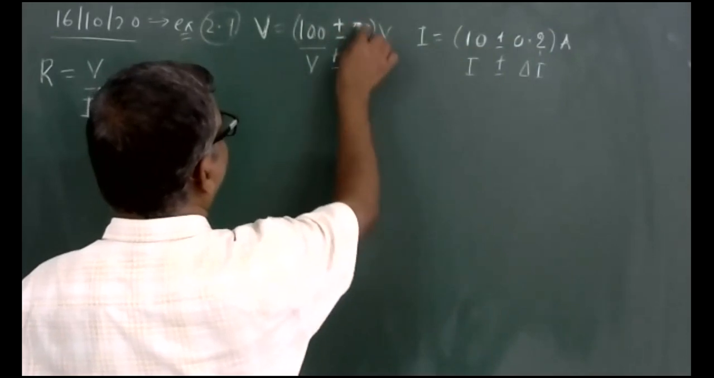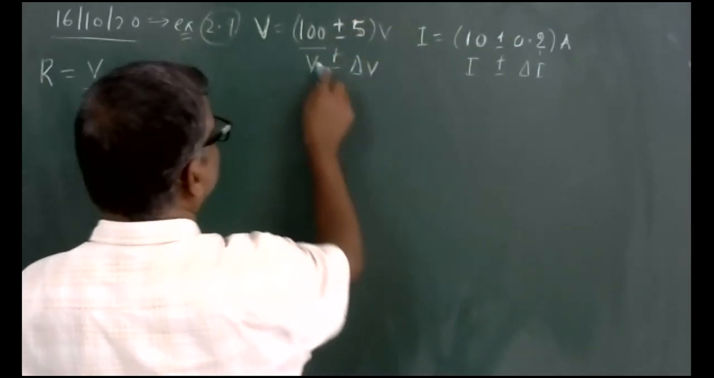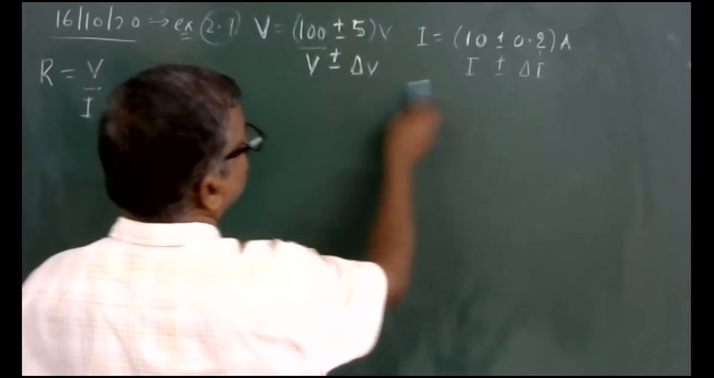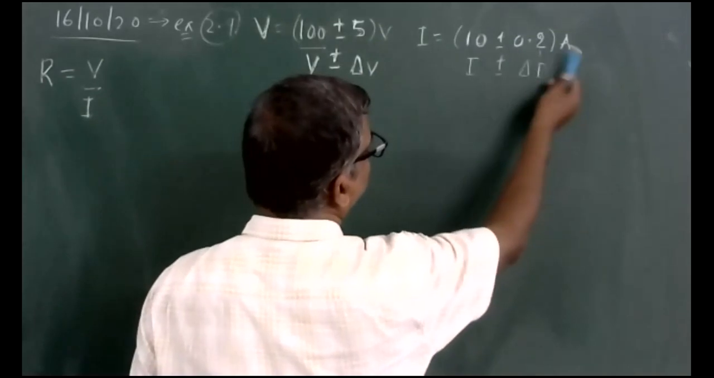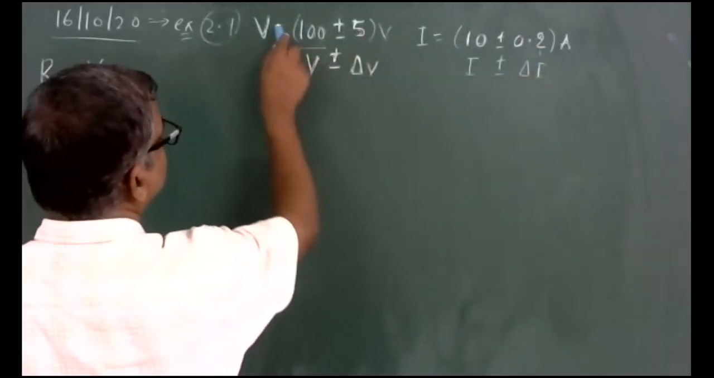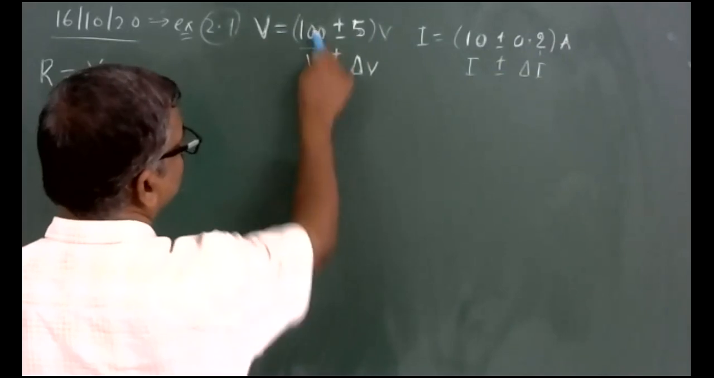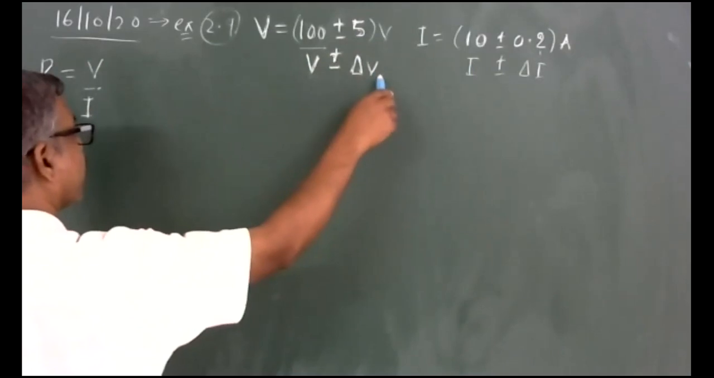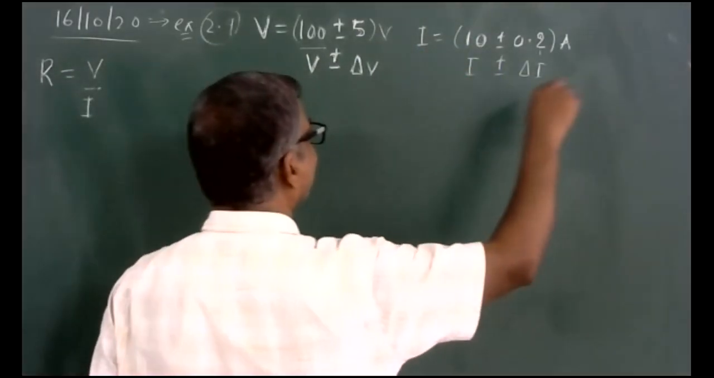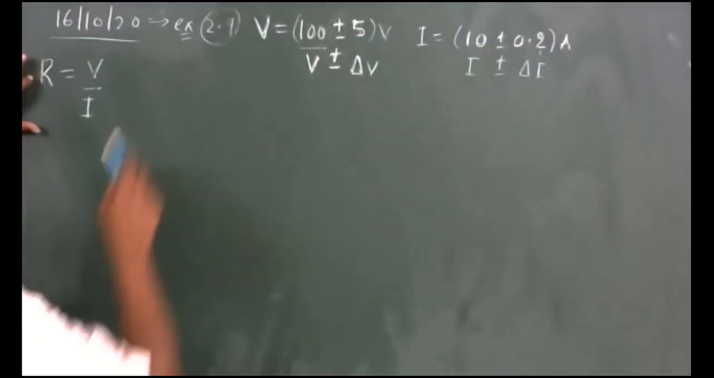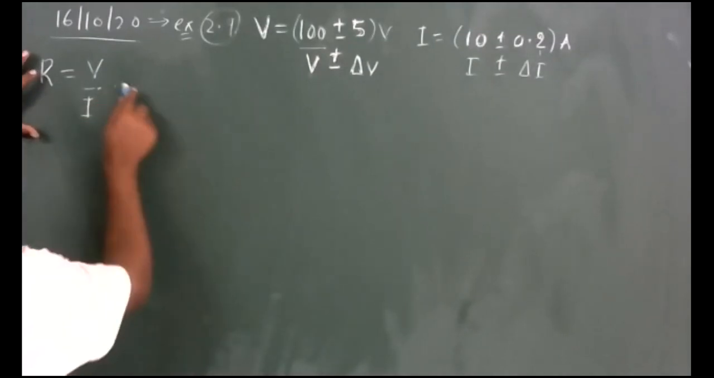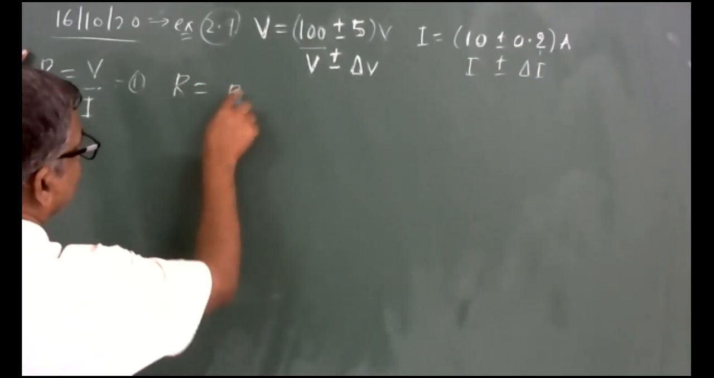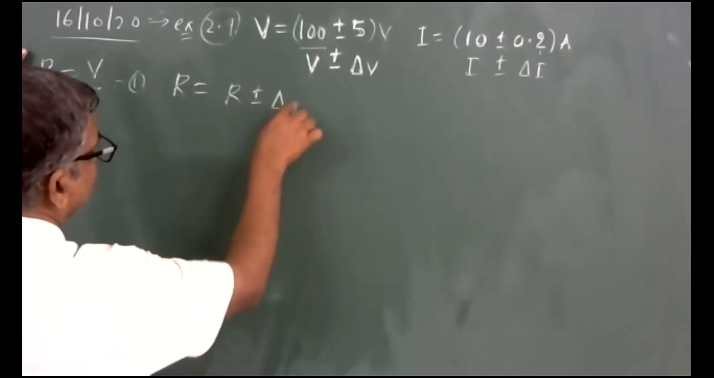The first one is called V plus or minus delta V. So I is defined as 10 plus or minus 0.2, and V is defined as 100 plus or minus 5 volt. So V is 100 volt and delta V is this. These are called the voltage mean value, absolute error in voltage, current mean value, and absolute error in current. What is R? R is written like this. Now we call it equation 1. R can also be written as R plus or minus delta R.